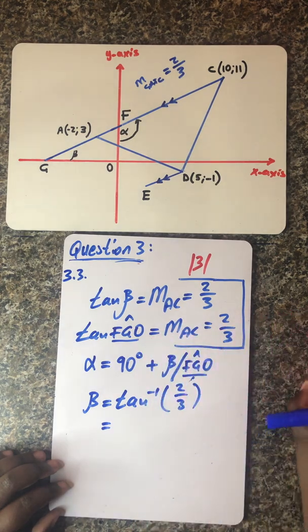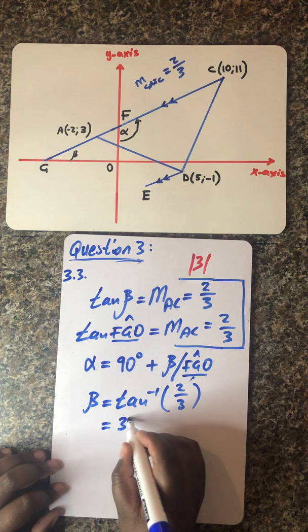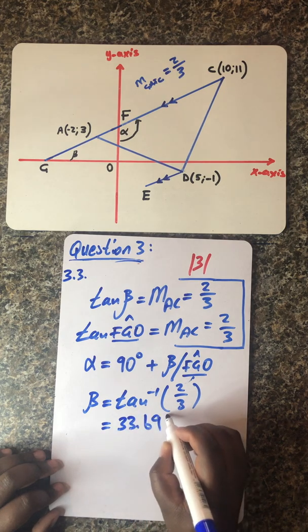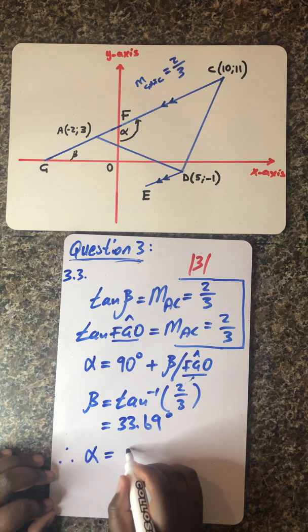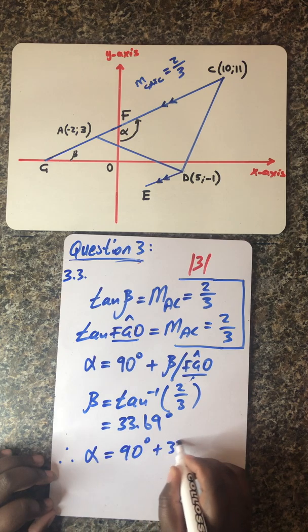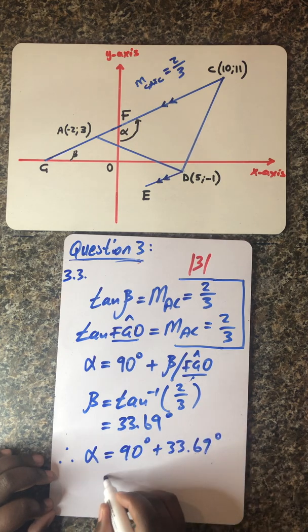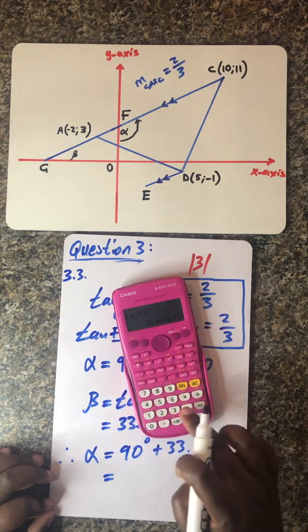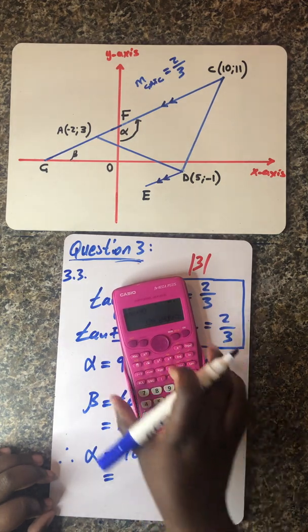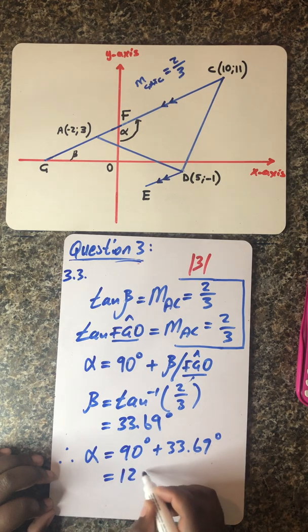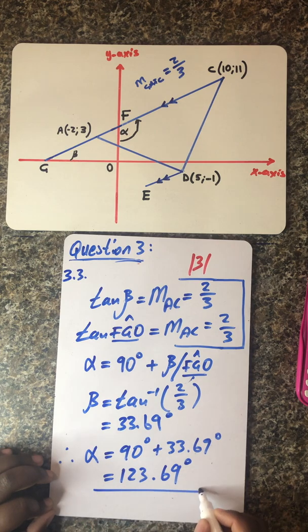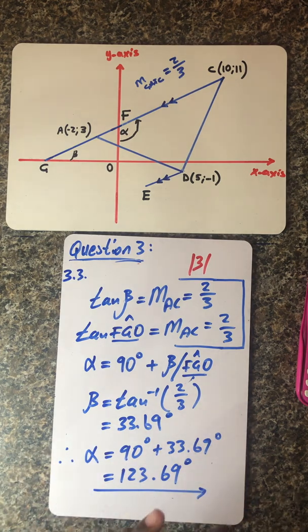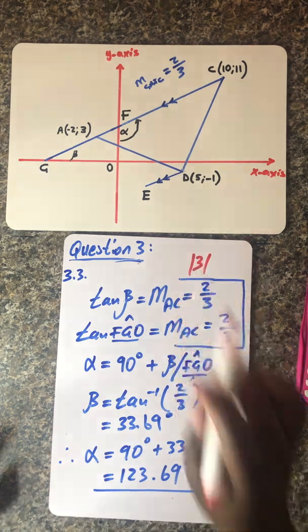it's equal to 33.69 degrees. Okay, therefore that means angle alpha is equal to 90 degrees plus 33.69 degrees, which is equal to, then you can just add 90 there, it's 123.69 degrees. Okay, ladies and gentlemen, this is how you solve this question 3.3, which is allocated 3 marks.